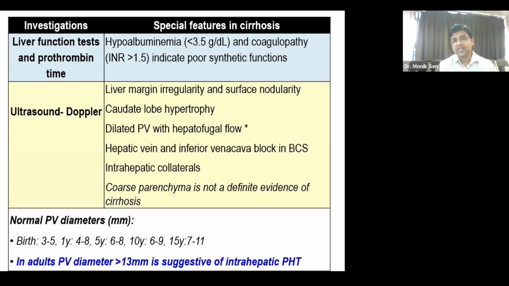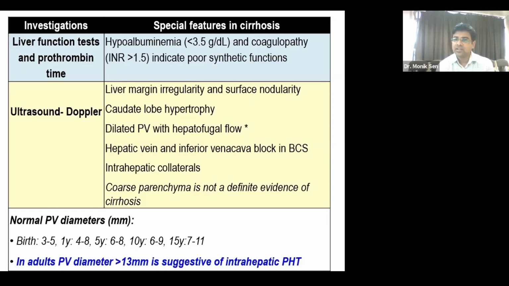Now, what does liver function tell you? Hypoalbuminemia and coagulopathy indicate poor liver synthetic function. On ultrasound Doppler, as I have told you, look for liver margin irregularity, surface nodularity, caudate lobe hypertrophy, and a dilated portal vein with hepatofugal flow. The normal portal vein diameters are given below. In adults, a portal vein diameter of more than 13 mm is suggestive of intrahepatic portal hypertension.